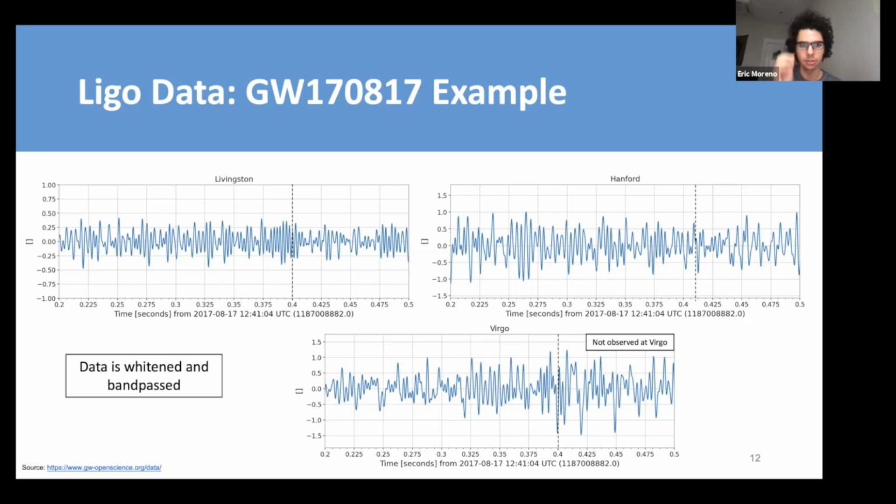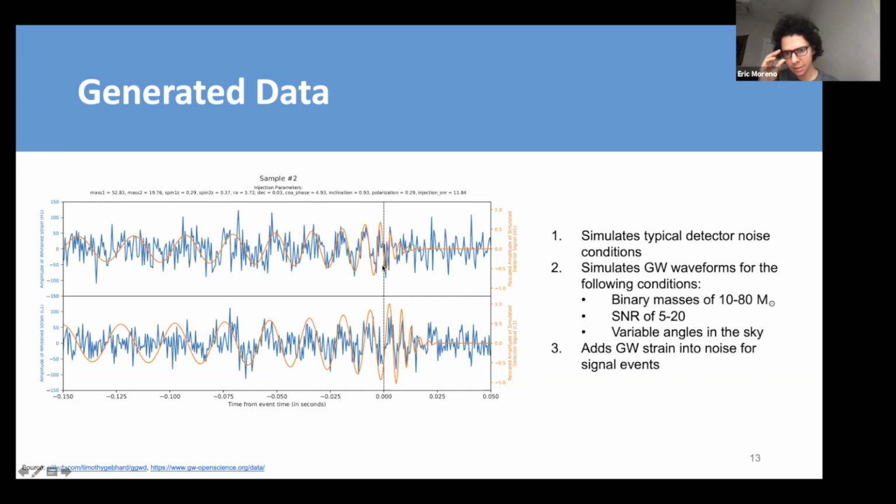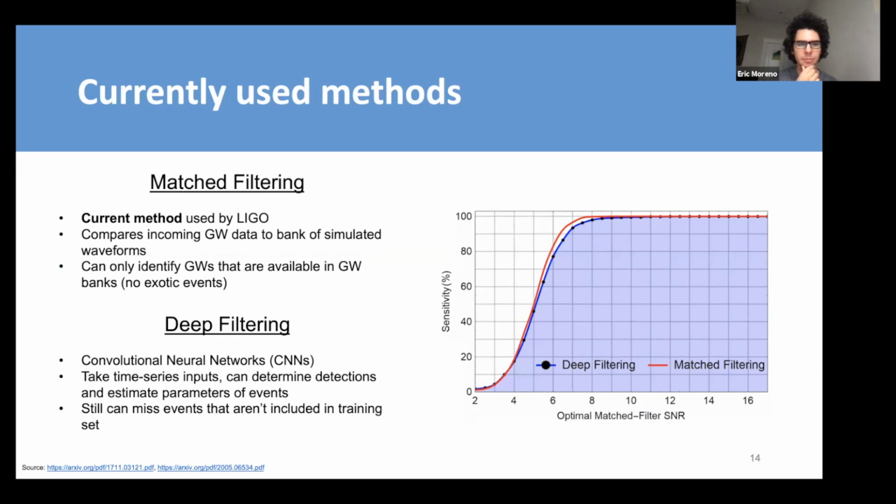There are much less powerful signals that we're trying to detect, or not we, but they are trying to detect at LIGO. So we generated some data, basically simulated typical detector noise, and then simulated different gravitational waveforms hitting the Earth with varying binary black hole masses and signal to noise ratios and at different angles in the sky. And basically you add this gravitational wave strain to the noise if you have a signal event, and if you have a background event, you just have no added gravitational waves. And the name of the game here is basically just to identify gravitational waves. But it gets a little interesting here.